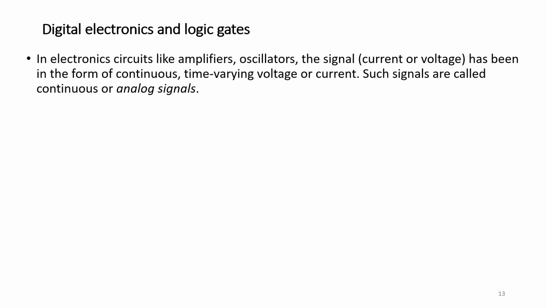In electronic circuits like amplifiers and oscillators, the signal, current or voltage, has been in the form of continuous time varying voltage or current. Such signals are called analog signals. These signals have a variation with respect to time, with amplitude as well as time dependent frequency. We have studied these signals in our AC circuits.